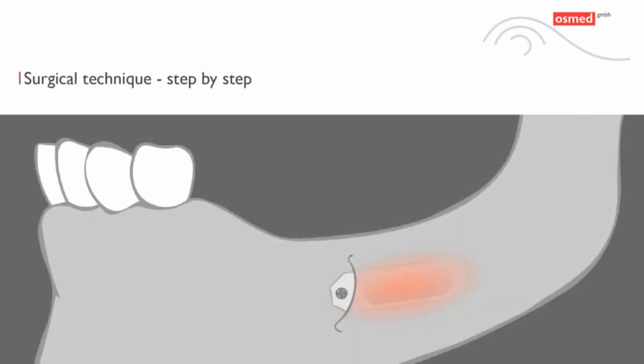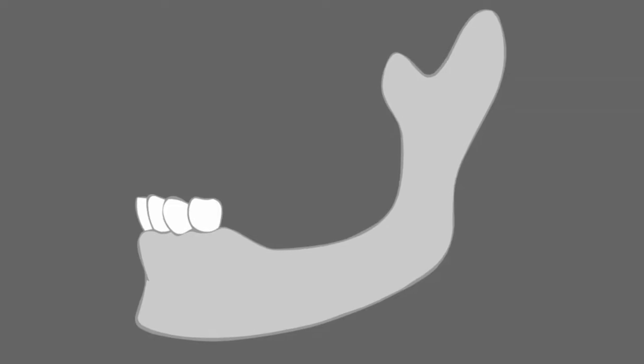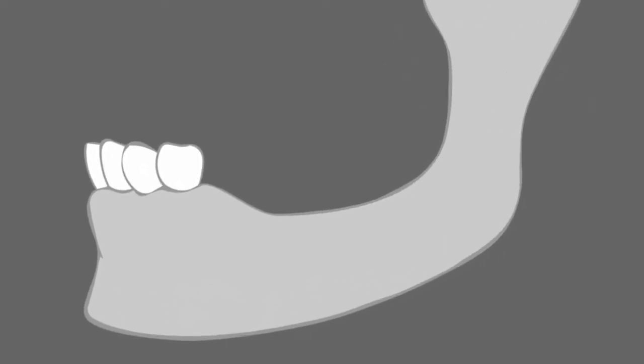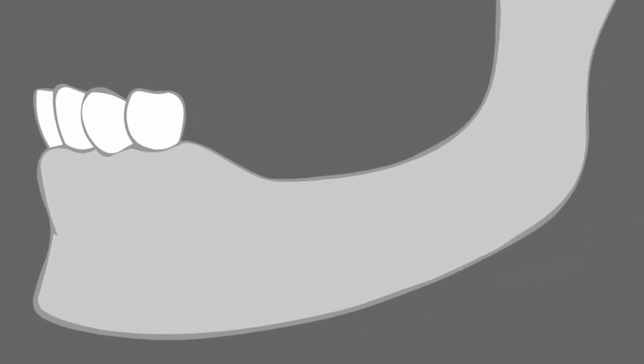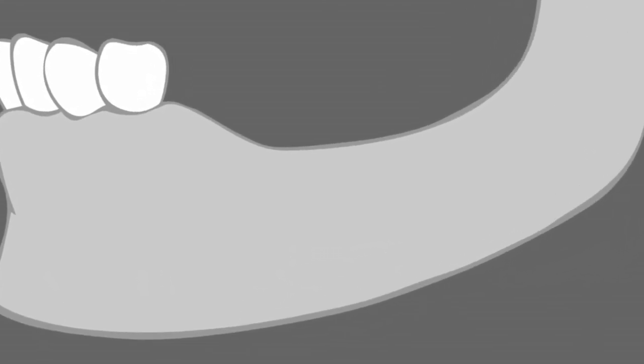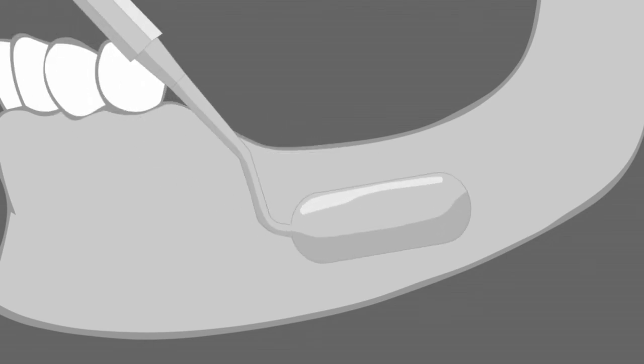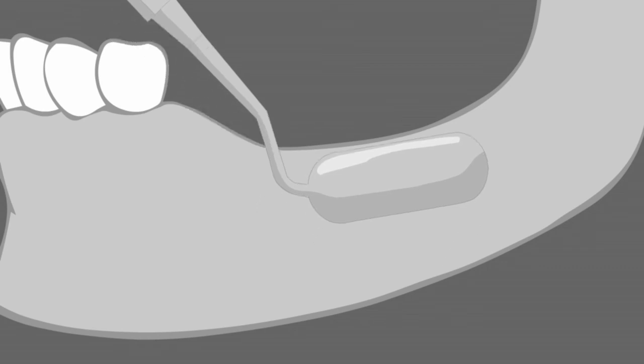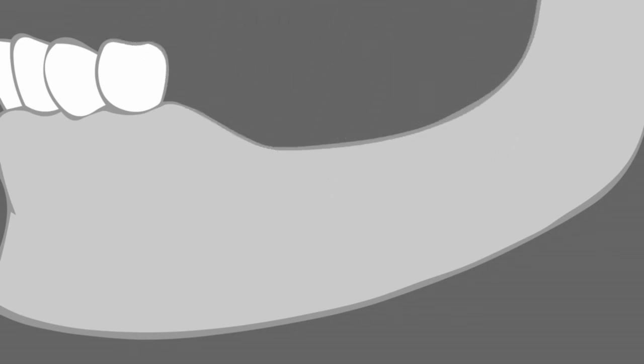Surgical technique, step by step. Resorbed edentulous ridge. Vertical and lateral augmentation is necessary prior to placement of implant. The templates are used for the selection of the appropriate expander type. The expander's final volume has to fit the designated surgical area.